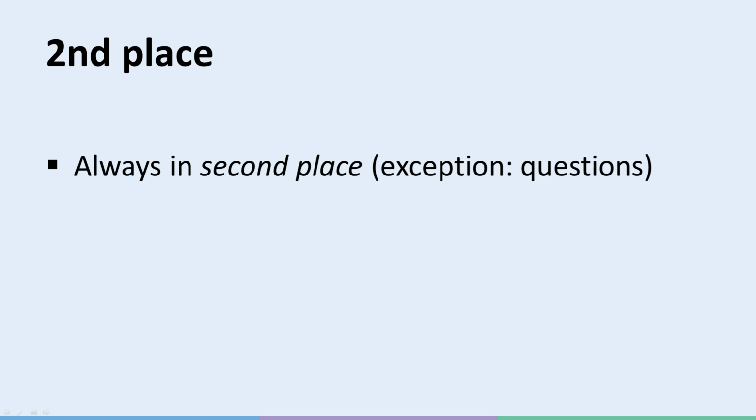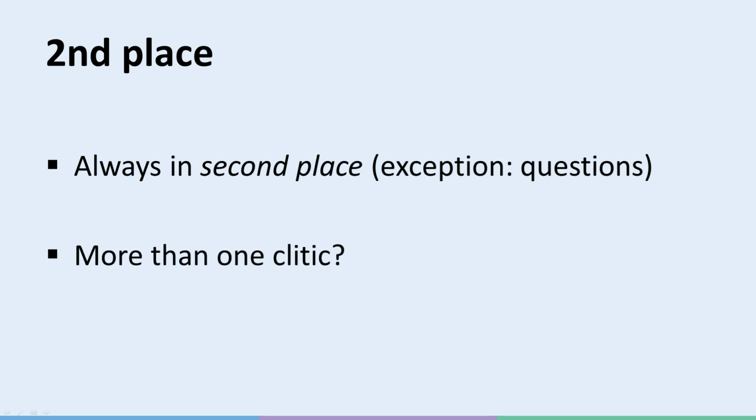Clitics, perhaps to their disappointment, always come second. They're always in second place in the sentence. The only exception is questions, but even then there's either an omitted or implied ali at the beginning in yes-no questions, or else a question word like kje or kdo with other questions.